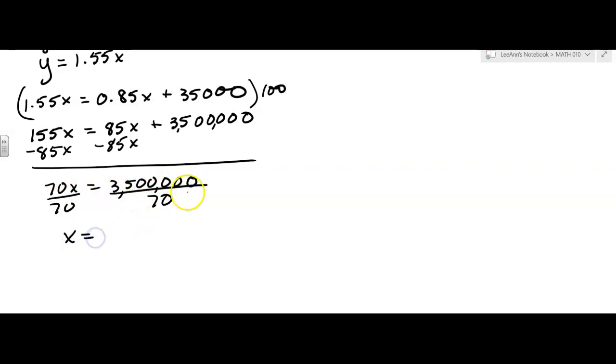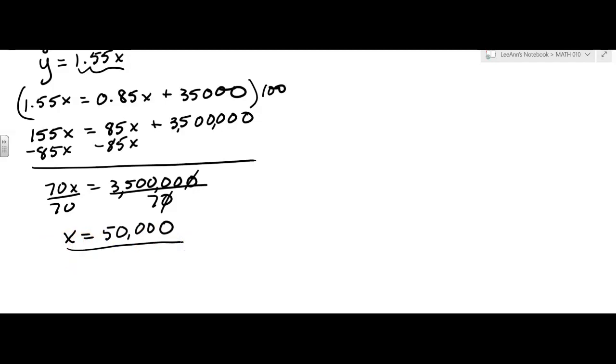And you could do this all on a calculator. You could divide them both by 10, and that would eliminate a 0, and that makes the division a little bit easier. So 50,000. So we weren't charging very much. For our revenue, we were only charging $1.55, so maybe we're selling candy bars. Anyway, we need to sell 50,000 candy bars to break even.